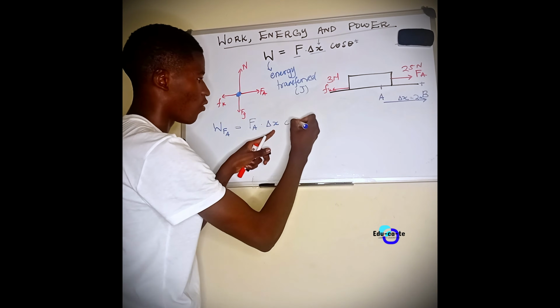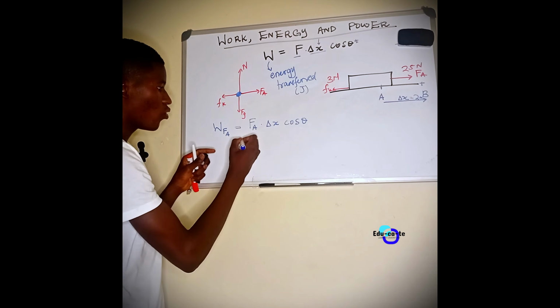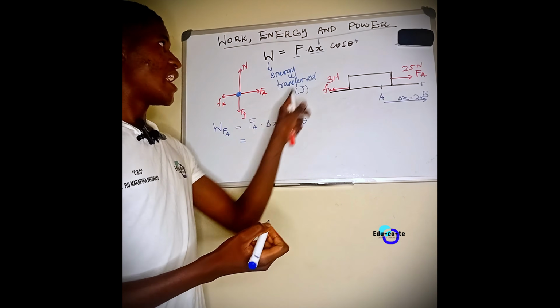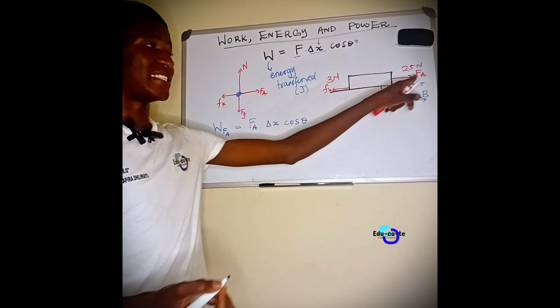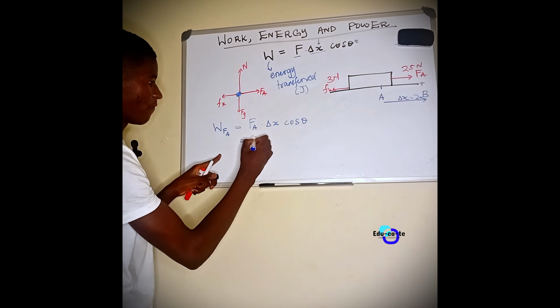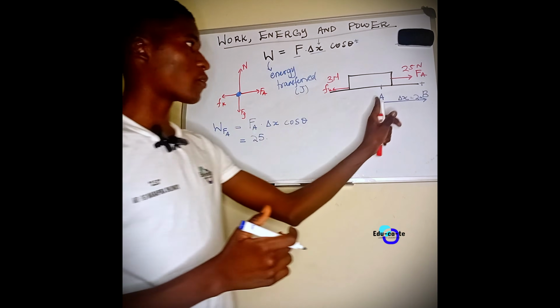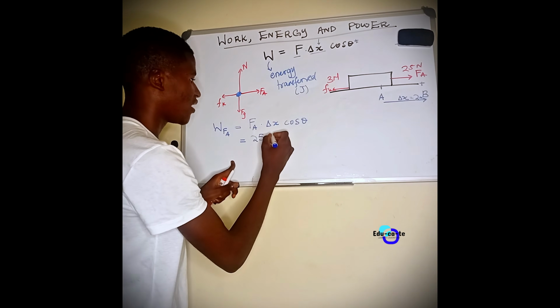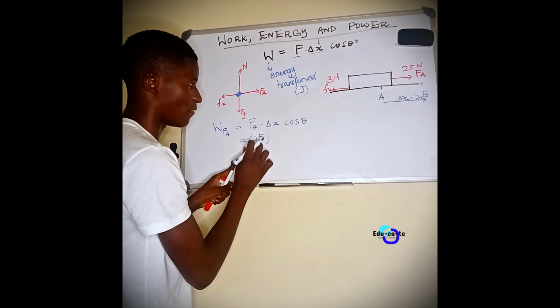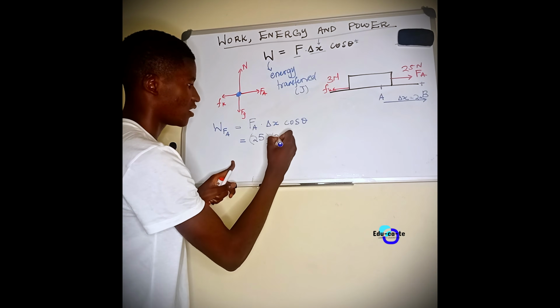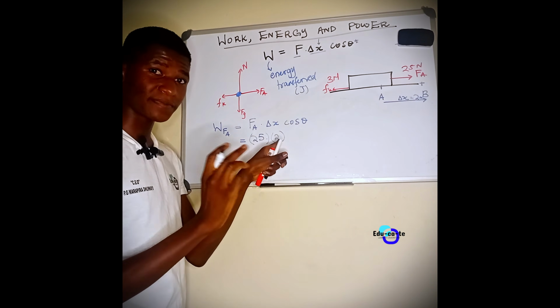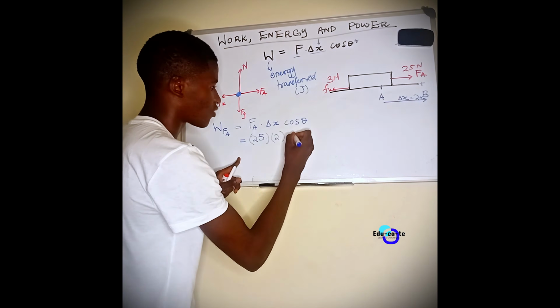And then cos of angle theta. So what is my applied force? The force that I've applied to this object is equal to 25 newtons. And then the displacement, as it moves from A to B, is 2 meters. So I just say this is 25 newtons times 2 meters. Make sure that the displacement is in meters. And then this is cos of.